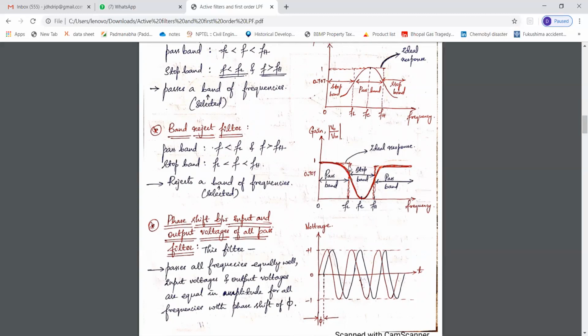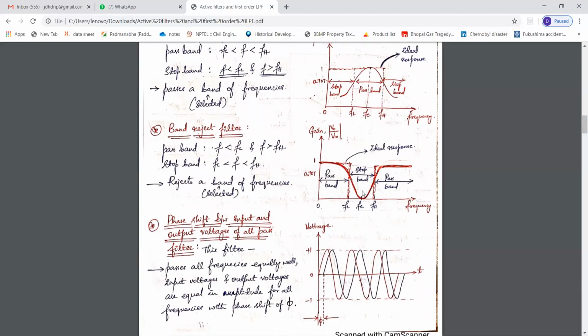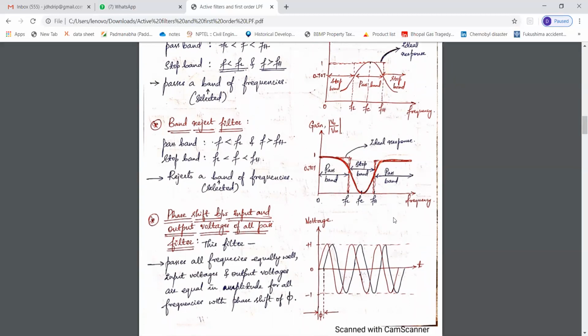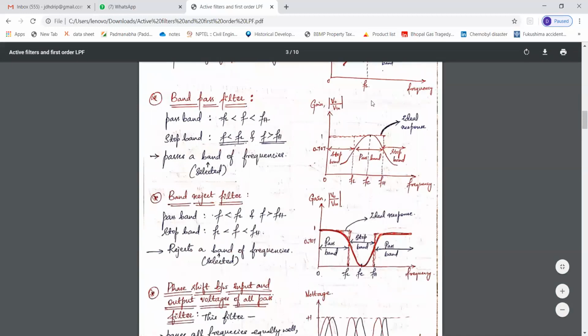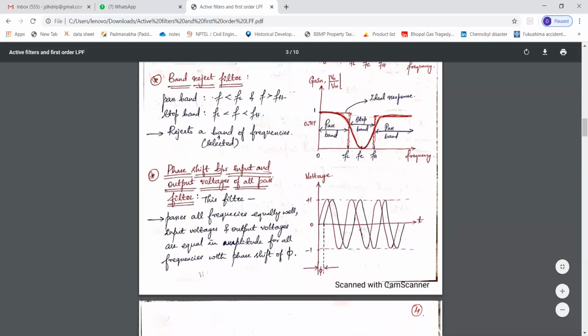And the same, the dotted line characteristic curve represents the ideal response, and this curve represents the practical response of the band reject filter. So this FC in both these cases, band pass and band reject filter, are called critical frequencies. That is nothing but the peak value here and here also.